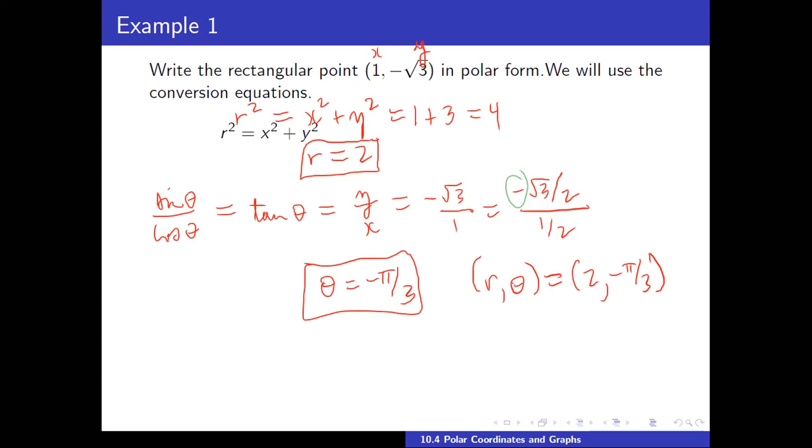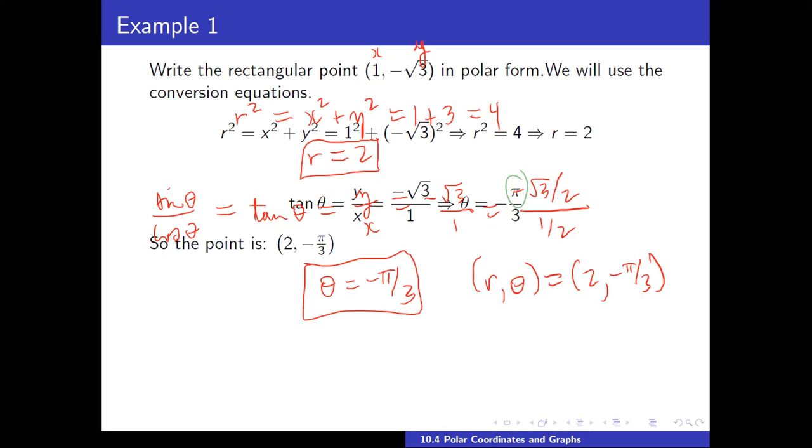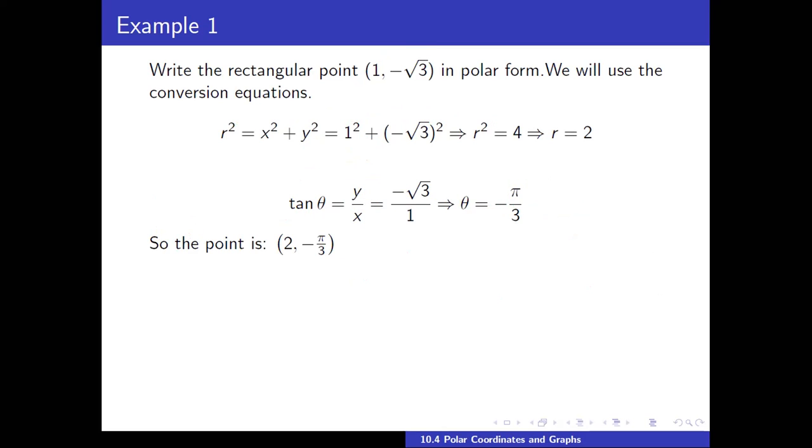I think I actually have this sketched out in the slide itself, just so that you are aware. So the point is (2, negative pi over 3).